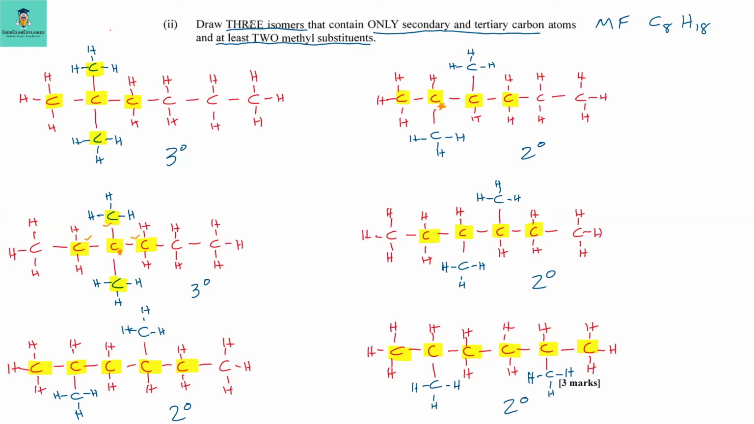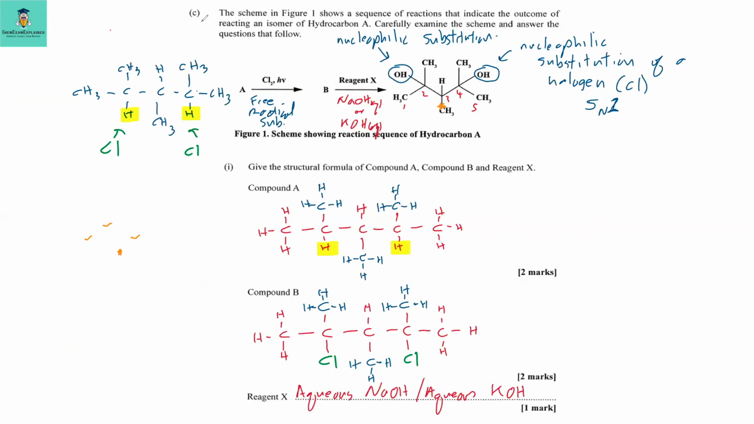So you draw any 3 of these isomers, and you have only secondary and tertiary carbon atoms present. And of course, we have at least 2 methyl substituents in our diagrams. Let's continue. 1 part C. The scheme in figure 1 shows a sequence of reactions that indicate the outcome of the reacting of an isomer of hydrocarbon A. Carefully examine the scheme and answer the questions that follow.